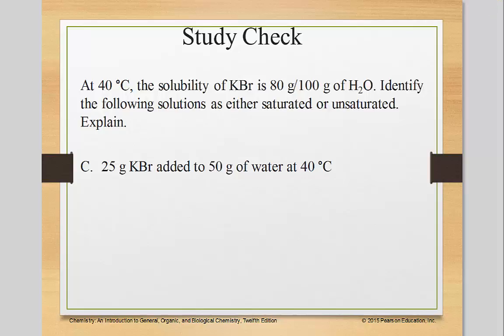25 grams of KBr to 50 grams of water. This time we're going to multiply by 2 to get to that 100. That equals 50 grams of KBr, which is below that 80 gram max. So therefore, that's unsaturated.